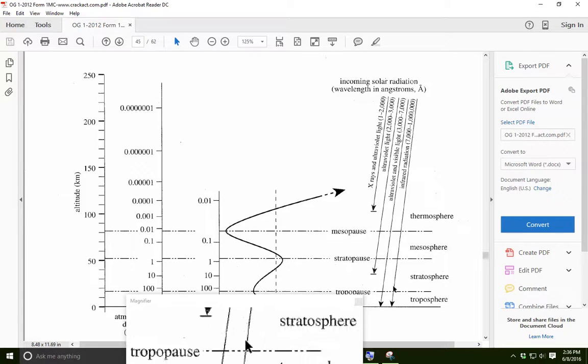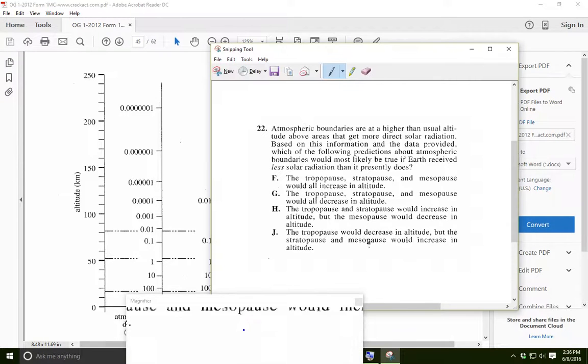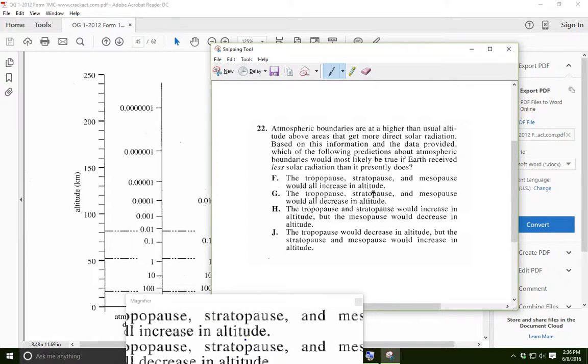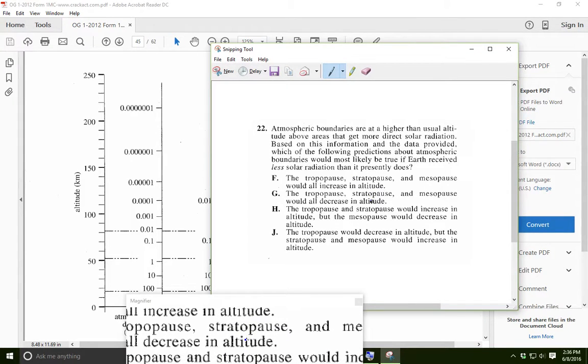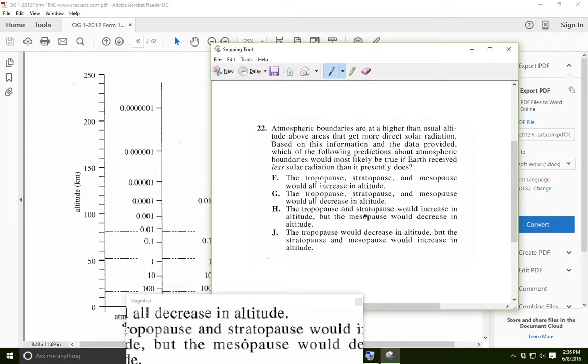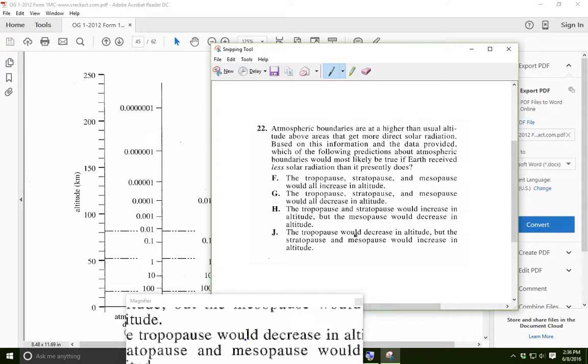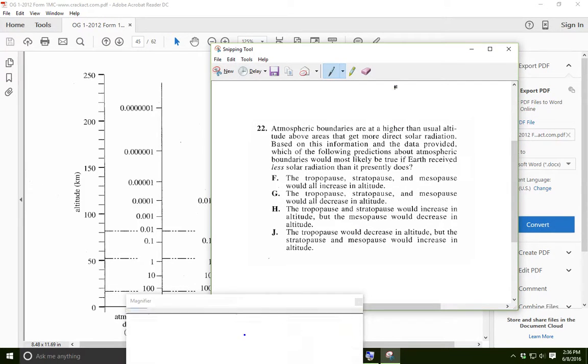Incoming solar radiation. The answers are: the tropopause, stratopause, and mesopause would all increase in altitude; the tropopause, stratopause, and mesopause would all decrease in altitude; the tropopause and stratopause would increase in altitude, but the mesopause would decrease in altitude; the tropopause would decrease in altitude, but the stratopause and mesopause would increase in altitude.